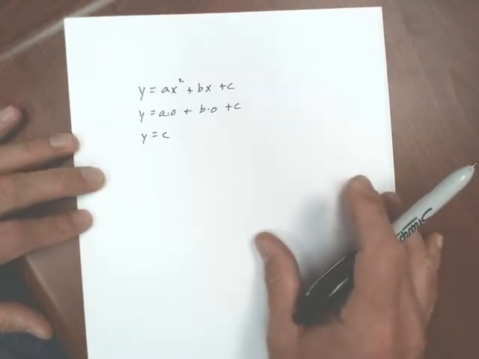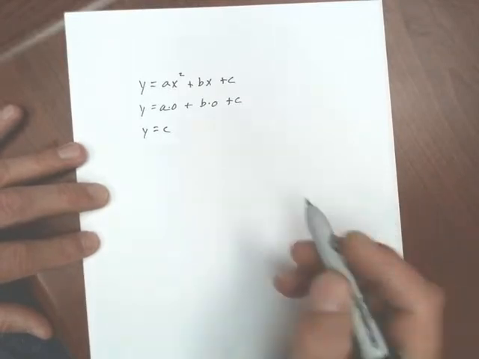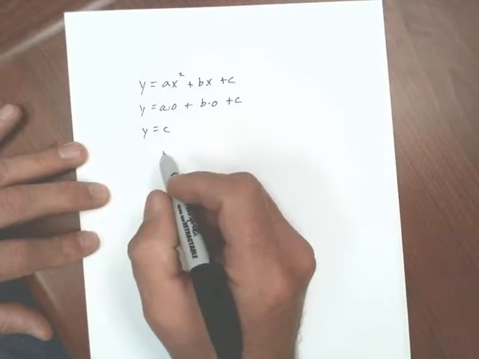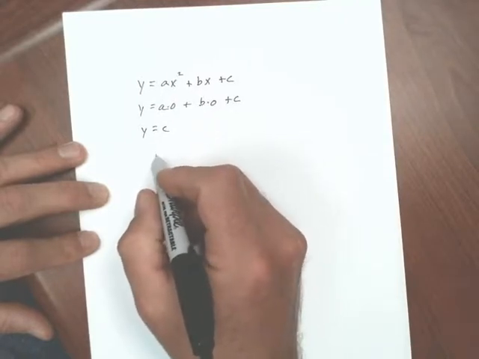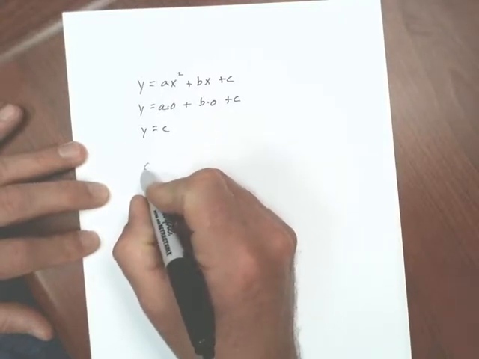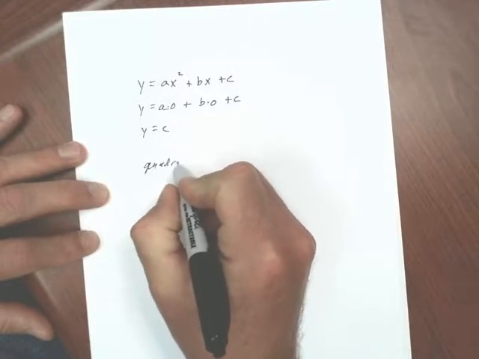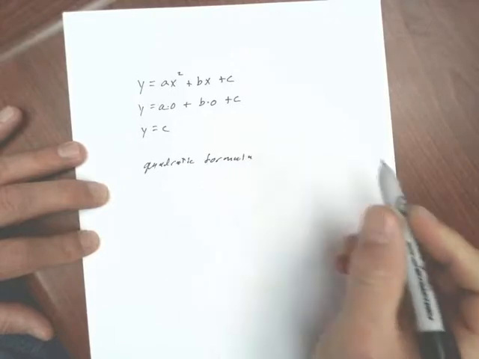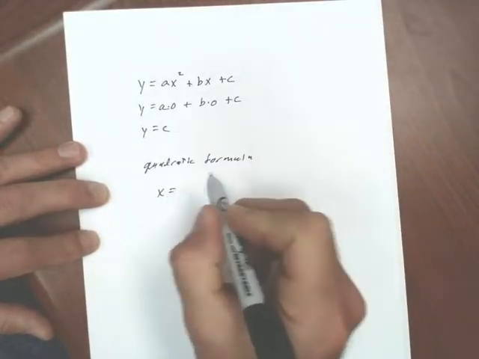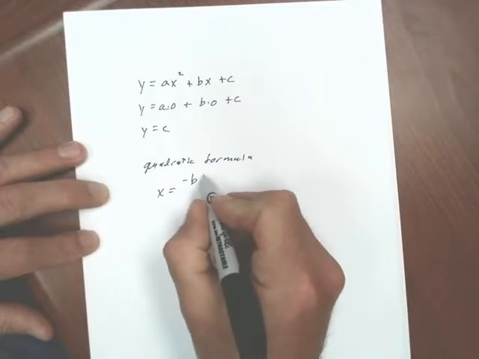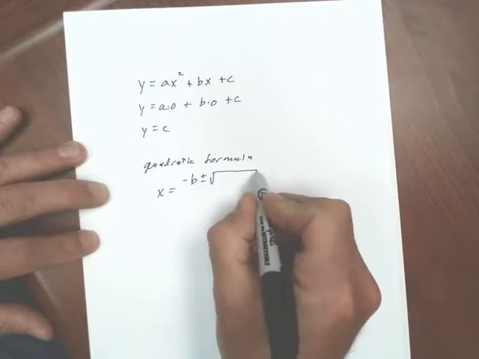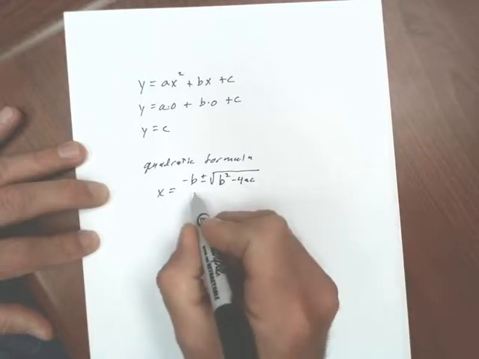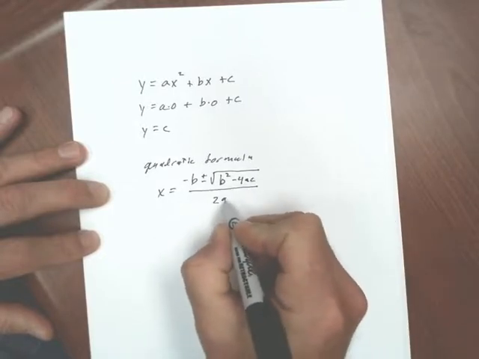Now, we can do that one of two ways. The most popular way that everybody was taught to memorize is using the quadratic formula. We all remember that as x equals negative b plus or minus the square root of b squared minus 4ac, all divided by 2a.